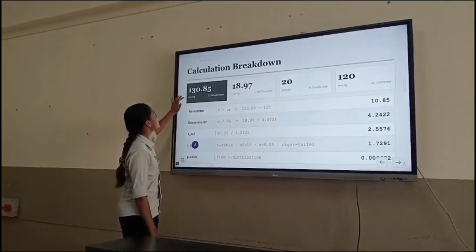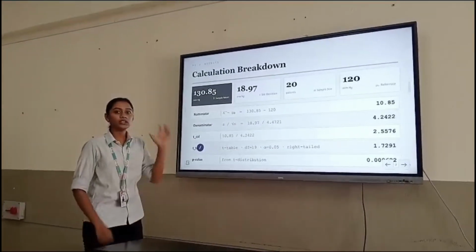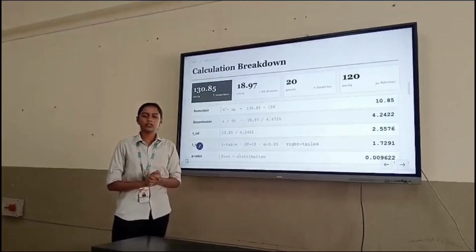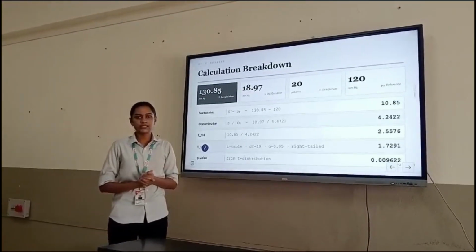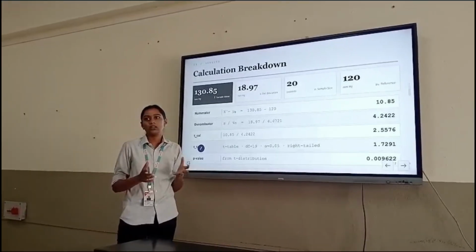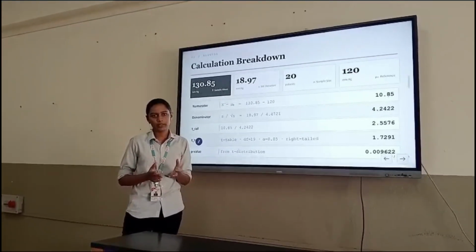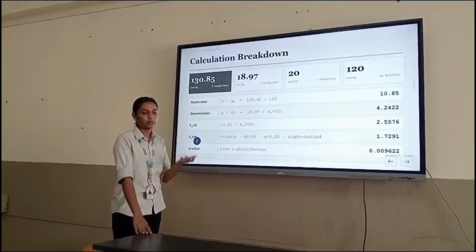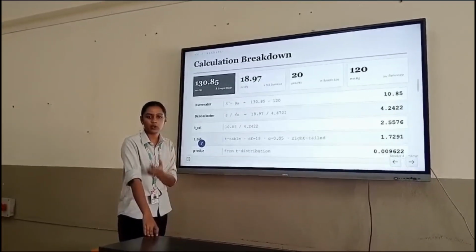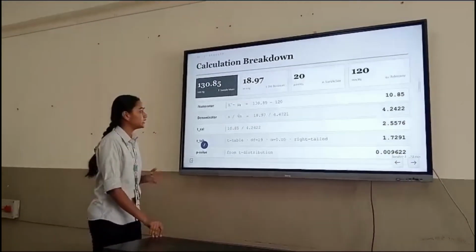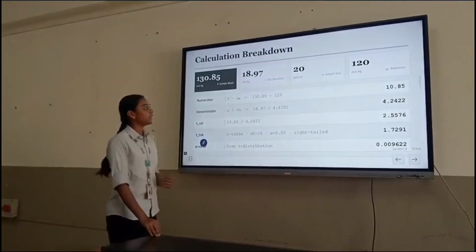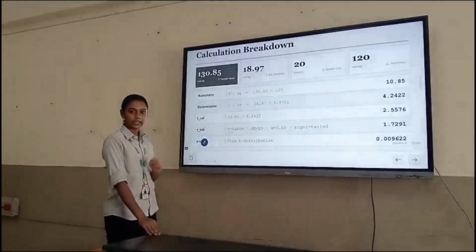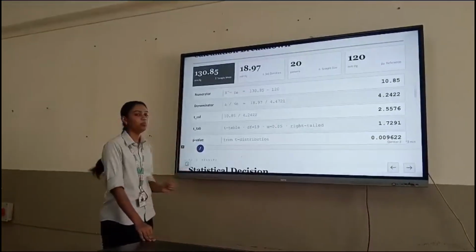In the next slide we are seeing the calculation breakdown, how the calculation works in disease prediction. So we are taking a real world problem. Heart disease is caused by high blood pressure or low blood pressure. So we are taking a data set with high blood pressure, average blood pressure and low blood pressure, whichever is more important in our data set. So we calculated the mean using the numerator, denominator, calculated value, tabulated value and p-value.